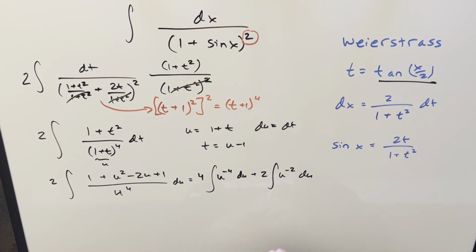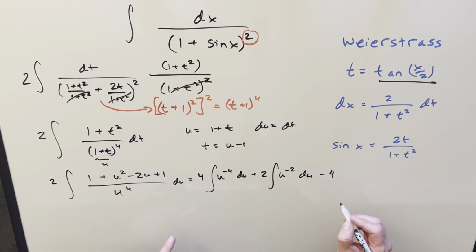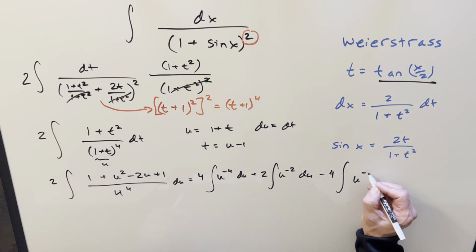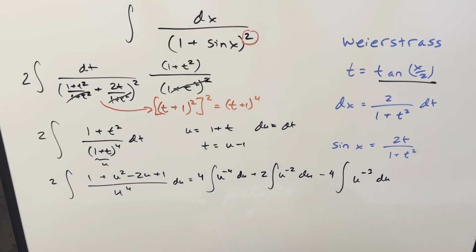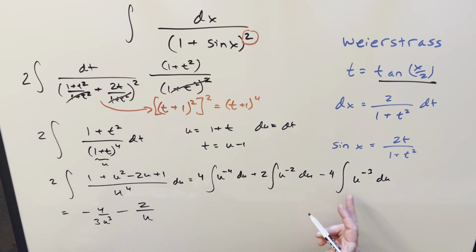So then next we have this minus 2u here. So multiplying minus 2 times 2, I'll have a minus 4 in front. And then dividing u to the 4th into a u, this is going to be the integral of u to the minus 3 du. Go ahead and integrate this. First one's going to be minus 4 over 3 u cubed. This one's going to be minus 2 over u. And then this one here is going to become plus 2 over u squared.